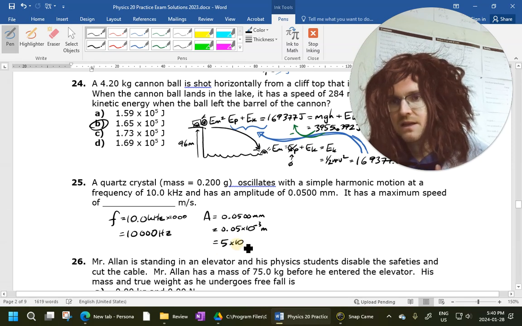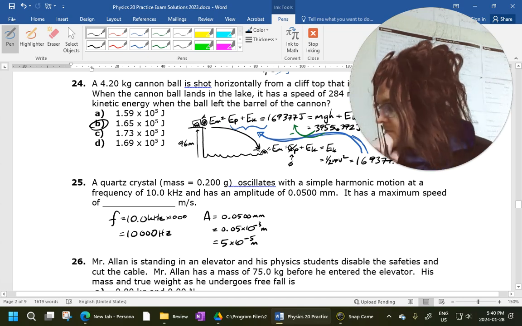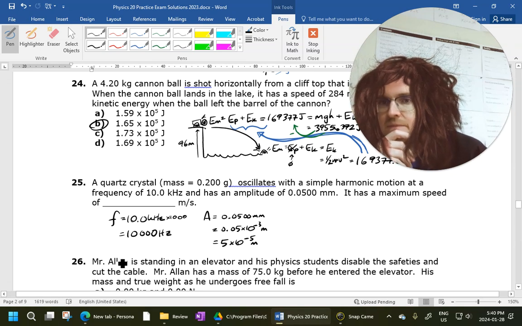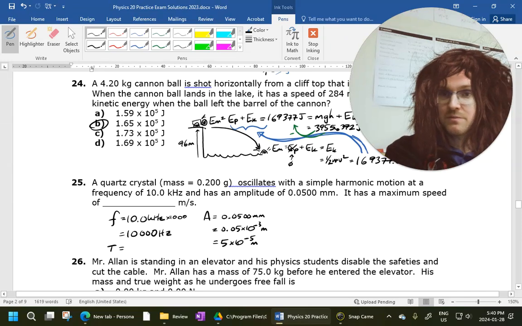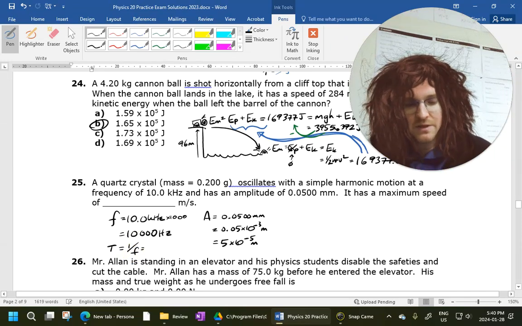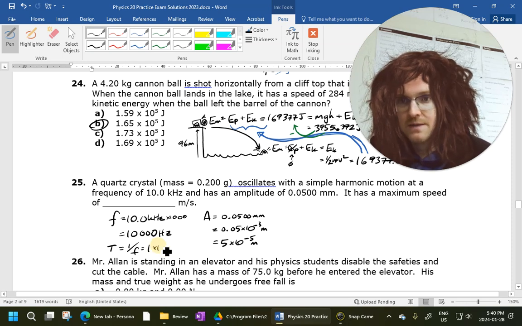5 times 10 to the negative 5 meters. Okay, so we got all that. Then we pull out our formula sheet to find out our speed. Most of our formulas don't have frequency in them, so we're going to have to change this to periods. Remember, a period is 1 over f, so it's going to be a really small number. It's going to be 1 times 10 to the negative 4 seconds.